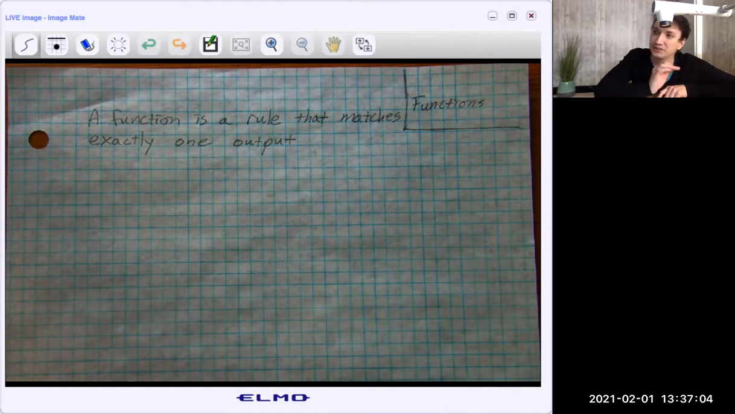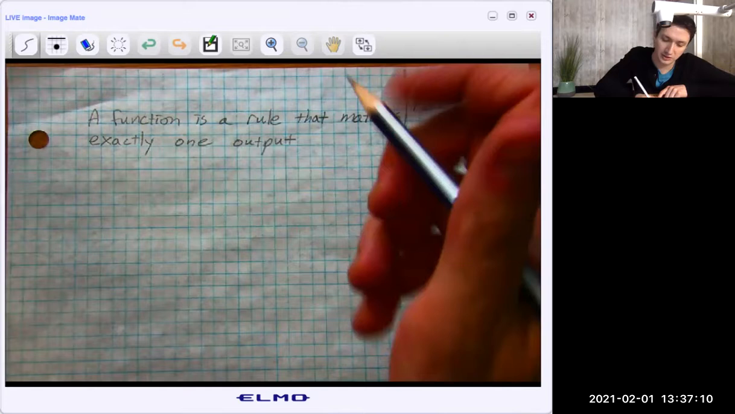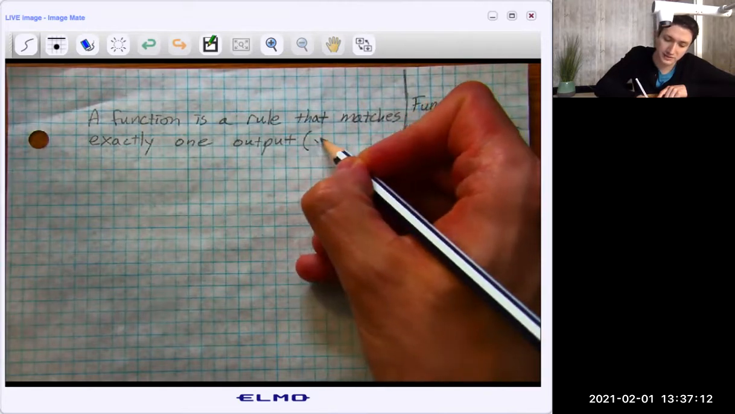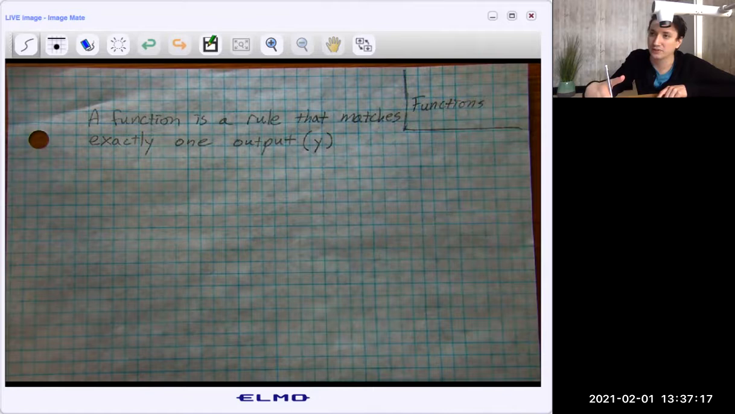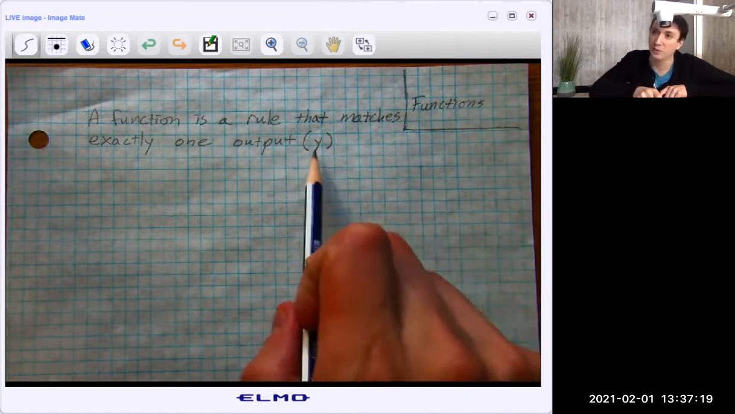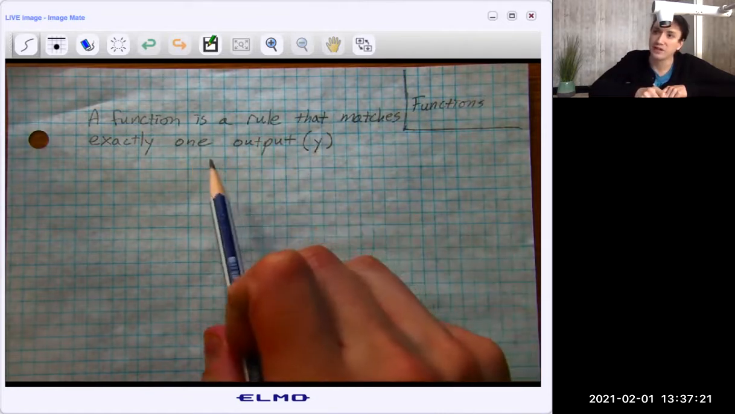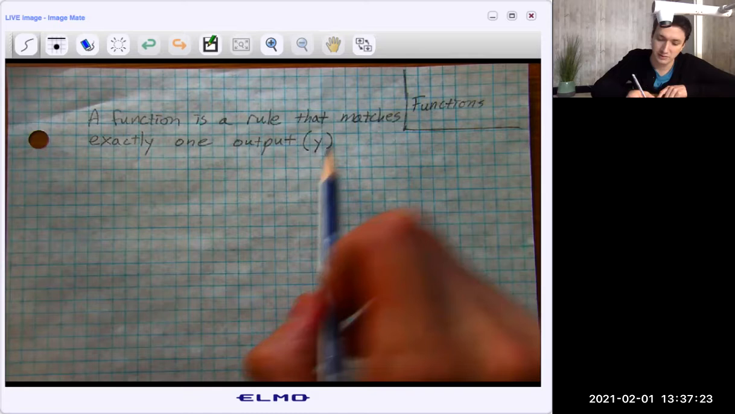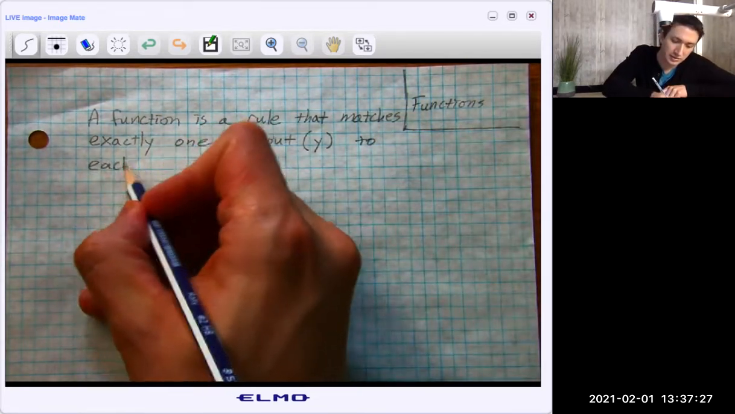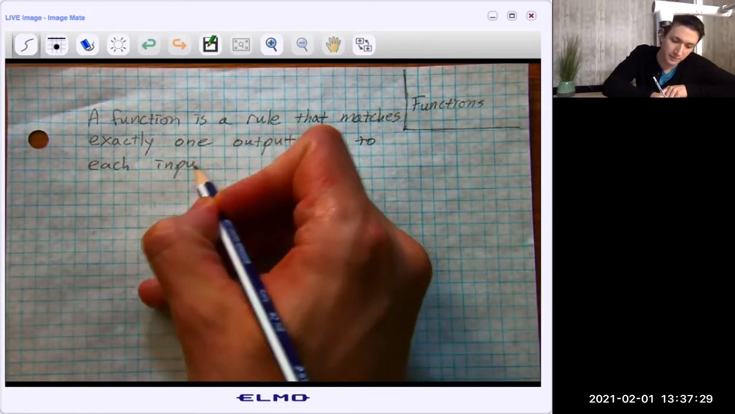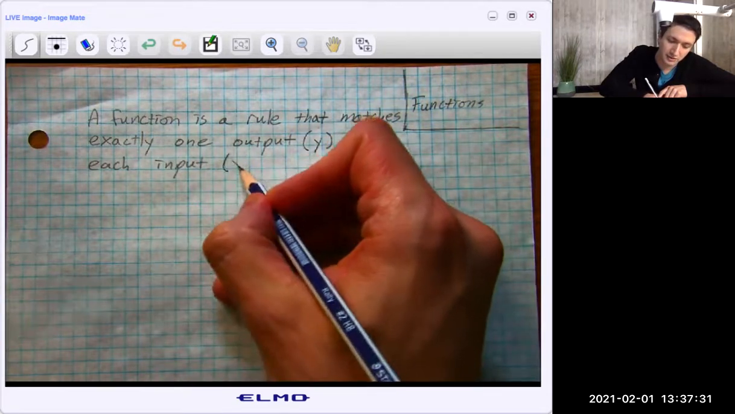And we're going to make a little change here too. With outputs, since they're in the table, and we've already used tables before, sometimes we call those y's. It's in the right side of the table. You're keeping track of what's coming out, so we can call it just the y. A function is a rule that matches exactly one output, or the y value, to each input. And inputs are sometimes called the x value.